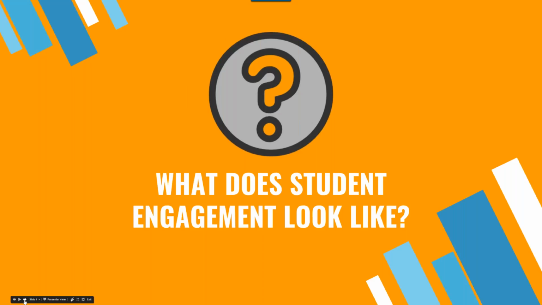So before we begin, what does student engagement look like? It looks different in every single classroom, depending on what grade level you teach and what subject you teach. But picture for one second a classroom of students that are really engaged, really excited about what they're learning. And then picture a classroom of students who are not engaged. Think about the differences between those two. Let's go to the next slide.